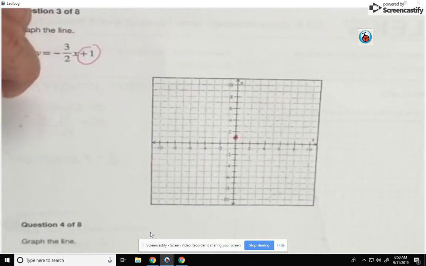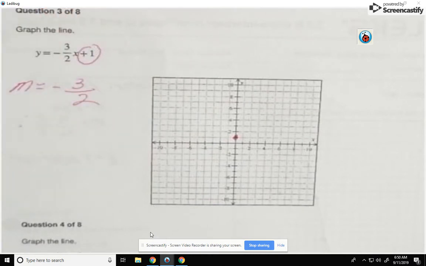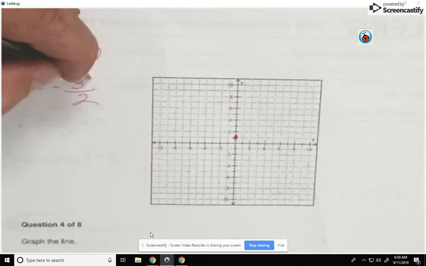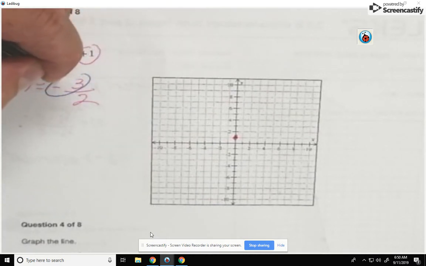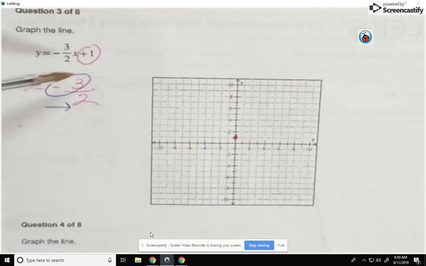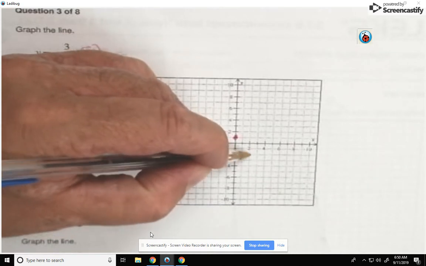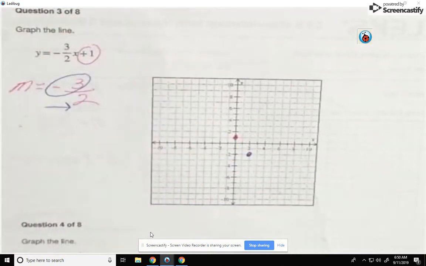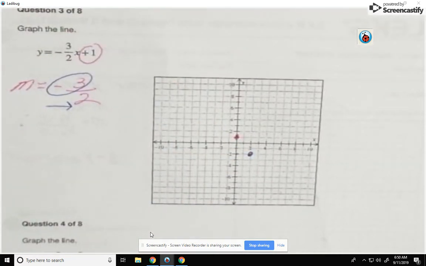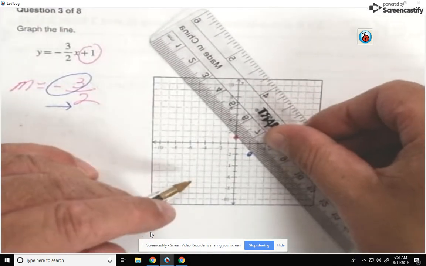Our slope is -3/2. Okay, so your top number is always your up or down. Your bottom number is always to the right. So here, -3/2 tells us from our y-intercept we're going to go down 3, right 2. And again, once we have our 2 points, all we need to do is connect them to get our line.